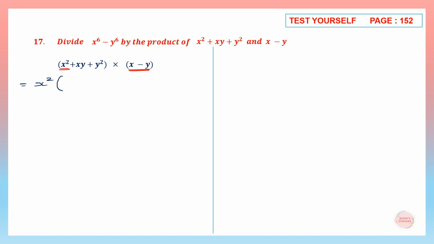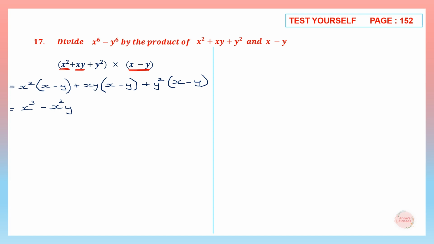x square into x minus y, plus take the second term, which is xy, into x minus y. Then we have plus y square into x minus y. So now let's work this out. x square into x is x cube. x square into minus y is minus x square y.